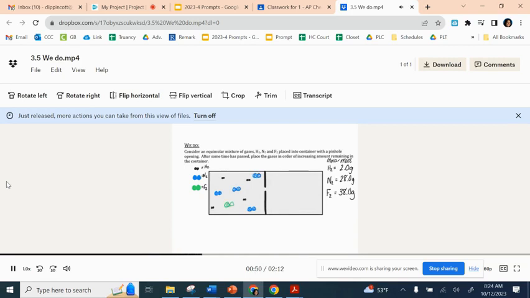I think it's because the fluorine's heavier, so it has more kinetic energy, more that's going to go out.